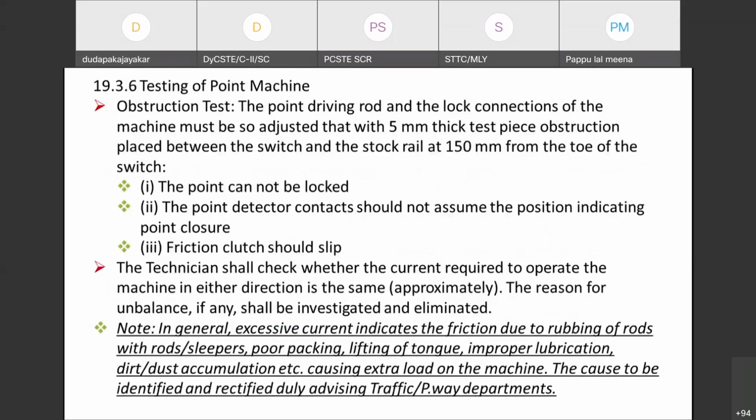I will briefly read out the PowerPoint which I have been sharing now. Testing of point machine, obstruction test. The point driving rod and lock connections of the machine must be adjusted so that a 5 mm thick test piece obstruction placed between the switch and the stock rail at 150 mm from the toe, the point cannot be locked. With the 5 mm obstruction, the point should not be locked, the detector contact should not be closed, and the friction clutch should slip.